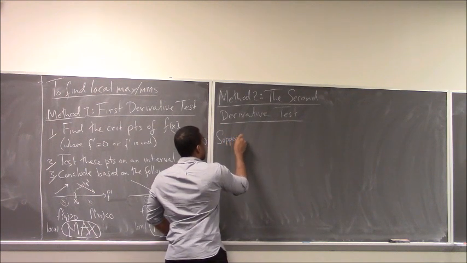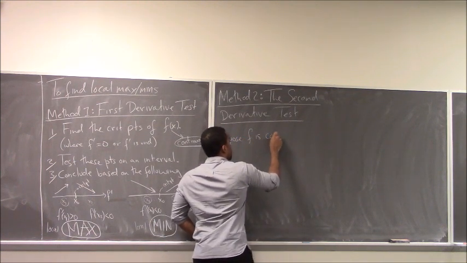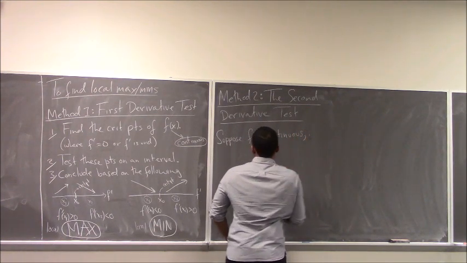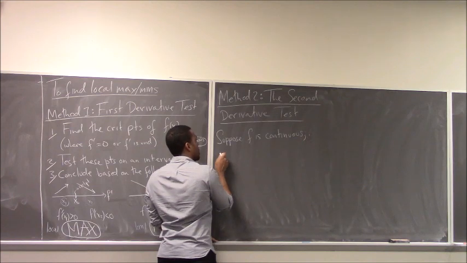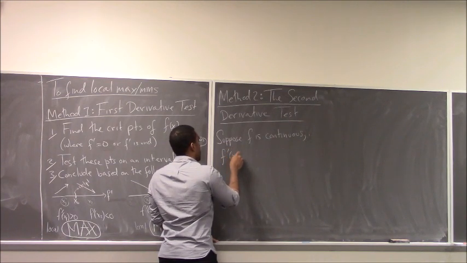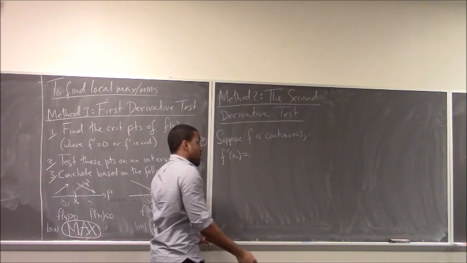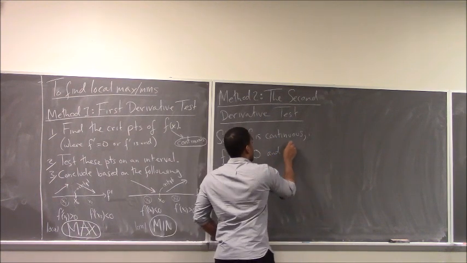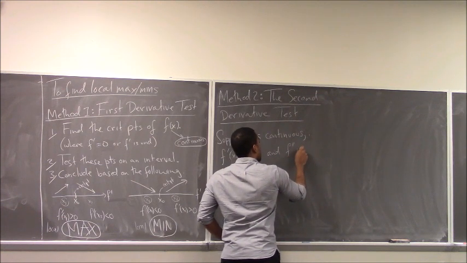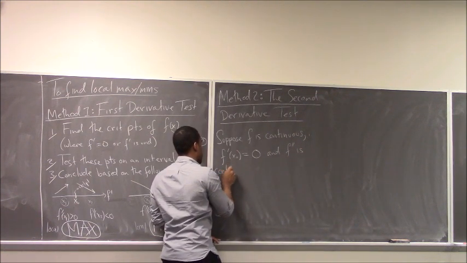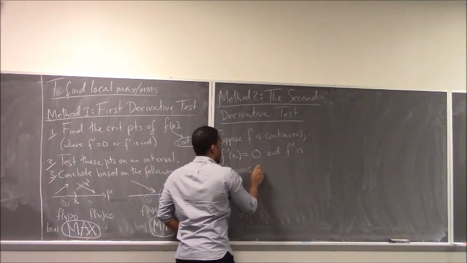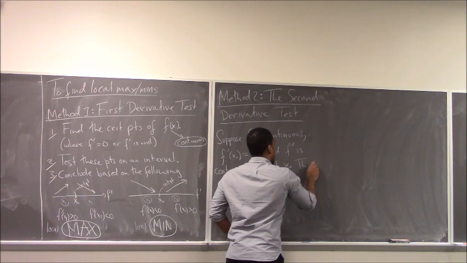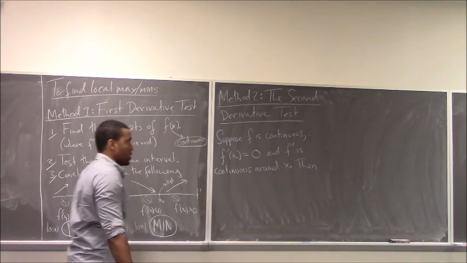Suppose f is continuous. Secondly, f prime at x naught is defined and it's actually equal to 0. And f double prime is continuous around x naught. Then the following features will happen.